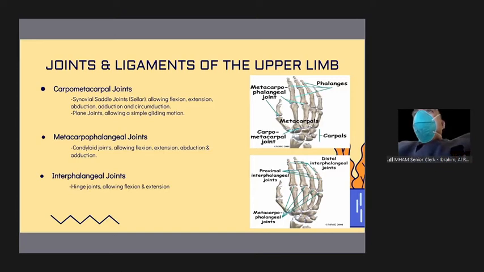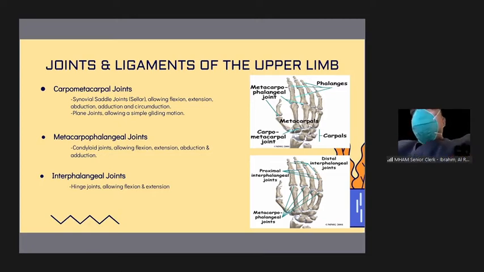For the carpometacarpal joint, this is a synovial saddle joint, or sellar joint. This is between the carpal bone, the trapezium specifically, and the first metacarpal bone, allowing flexion and extension movement, also abduction and adduction, and also circumduction. This also forms another type of joint, which is a plane joint between the carpal bones and the four medial metacarpal bones, allowing a simple gliding motion.